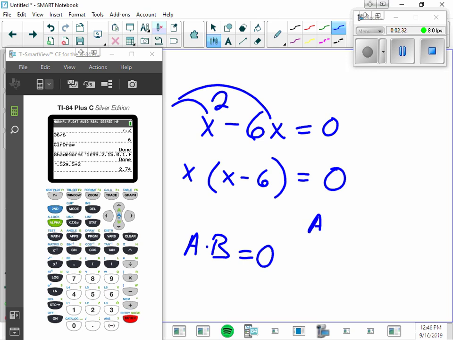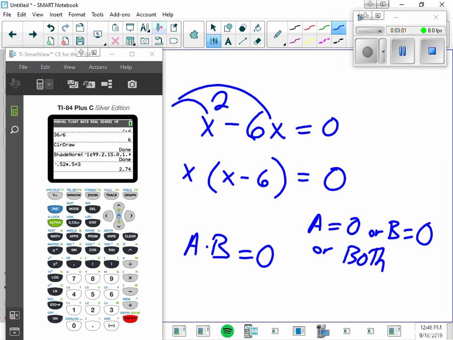So when we look at this, a equals 0, or b equals 0, or both, right? Either a equals 0 or b equals 0 or both. There's no way to know. Okay, we'll get to that in just a second. Does everybody understand the A-B idea?